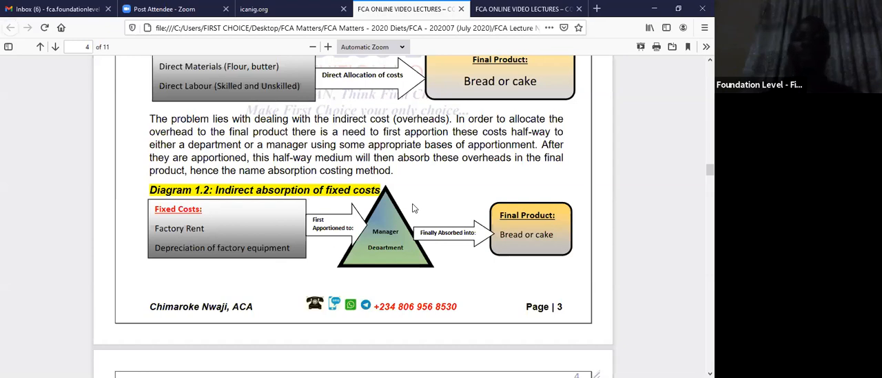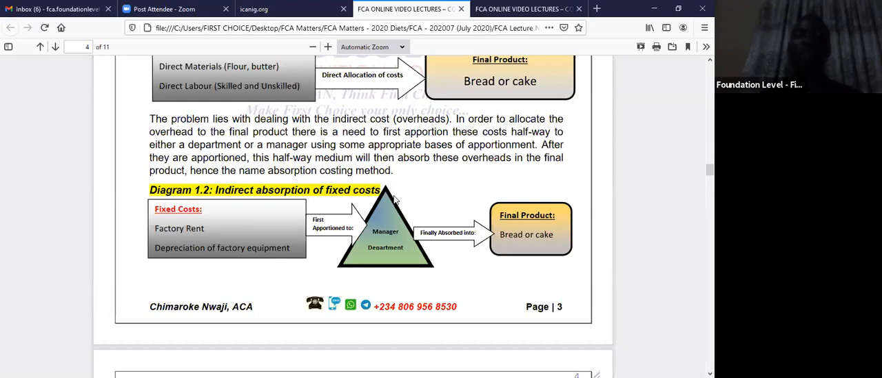Now, I want you to look at something. This halfway house, this manager or this department, they have one characteristic. They are nouns. A noun is a name of a person, like a cost manager, a place, a department or branch. So you see, they are nouns. All these nouns are the ones that first incur the period costs and then transfer the period costs to the product. And that is all we do in absorption costing.